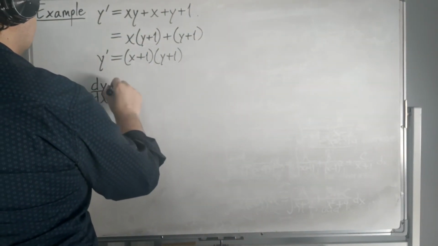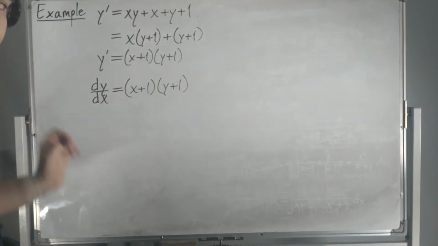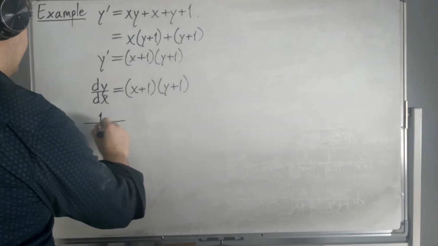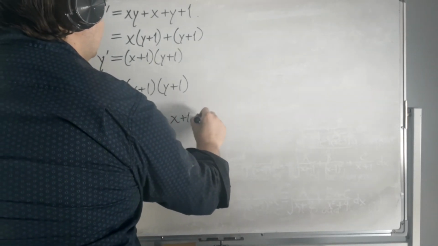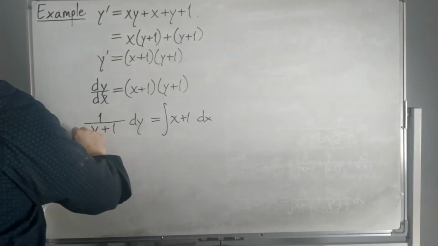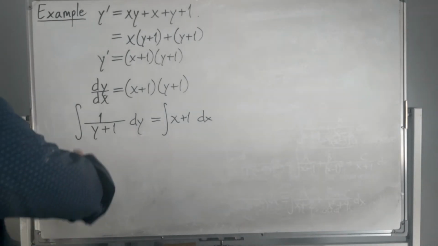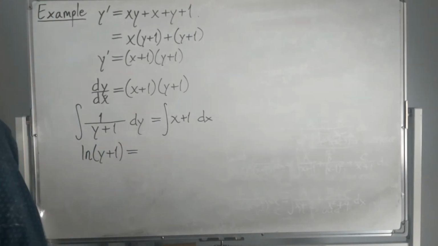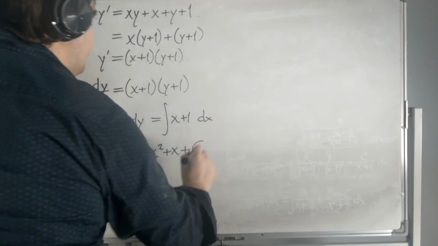dy dx equals x plus 1 times y plus 1. Divide both sides by the function of y. We get 1 over y plus 1 dy equals x plus 1 dx. And then these are just integrals. Right, so an antiderivative of 1 over y plus 1 would be natural log of y plus 1. And an antiderivative of x plus 1 would be 1/2 x squared plus x. And there better be a plus c, right?